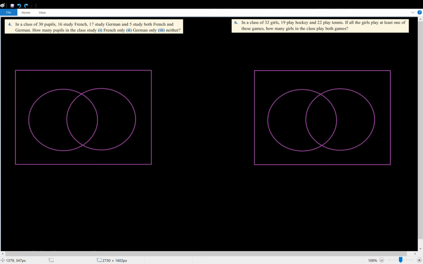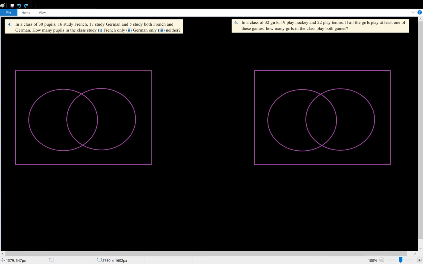This is questions 4 and 6 from exercise 10.8 in Project Maths 1. Let's start with question 4. In a class of 30 pupils, 16 study French, 17 study German, and 5 study both French and German. How many pupils in the class study French only, German only, or neither?